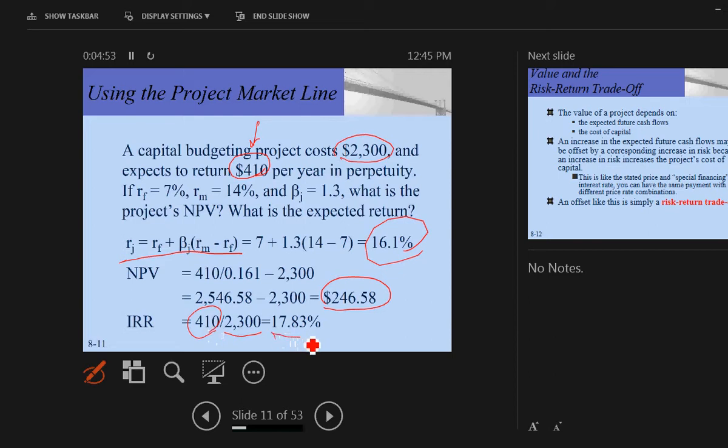So note that the expected return here is greater than the required return. So this is basically consistent with the argument that we just had. A positive net present value project that adds to the value of the company is going to have an expected rate of return or internal rate of return that exceeds its cost of capital. All right.